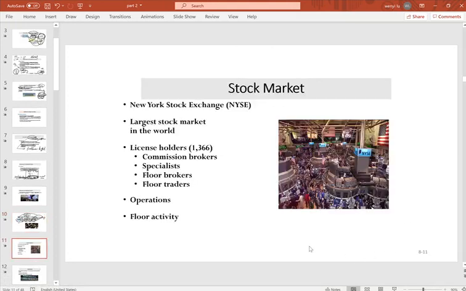You can see in the NYSE, the New York Stock Exchange, and Nasdaq, there are many floor traders who trade stocks. There are more than 1,000 license holders, including commission brokers, specialist floor brokers, and floor traders. They work very actively on the stock exchange for their clients.